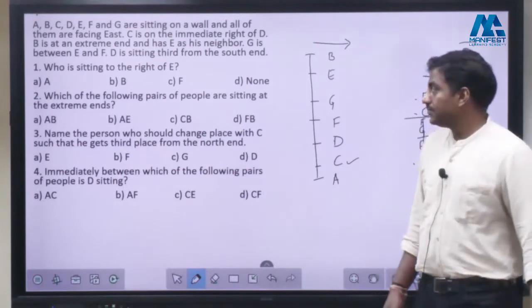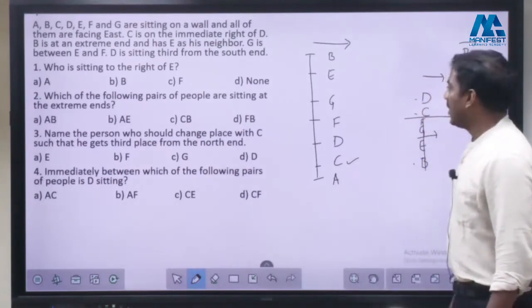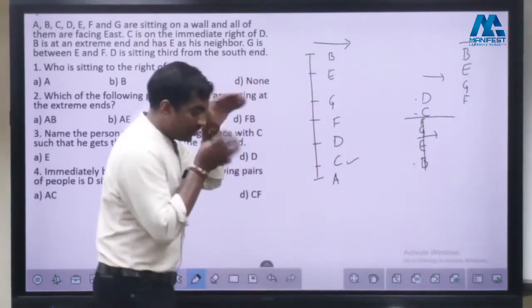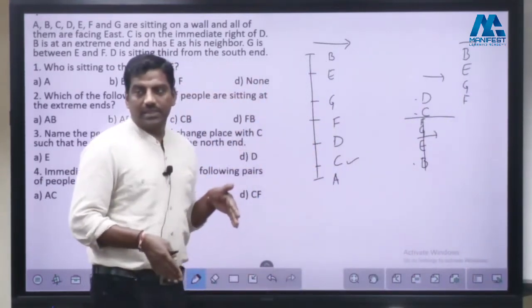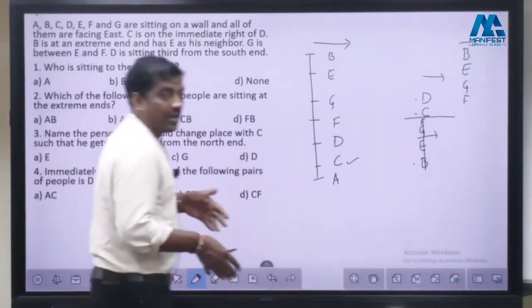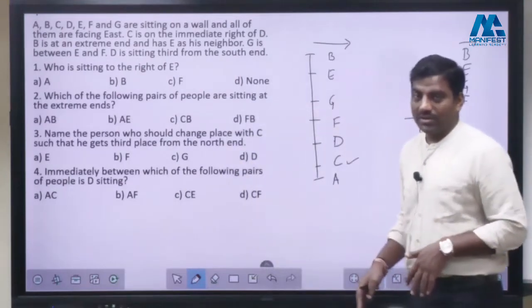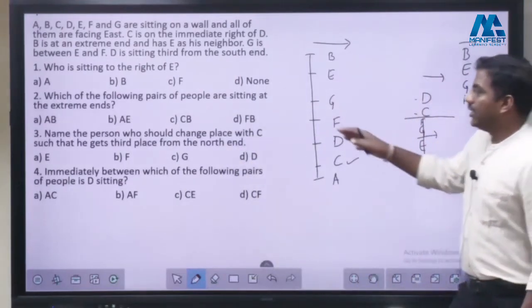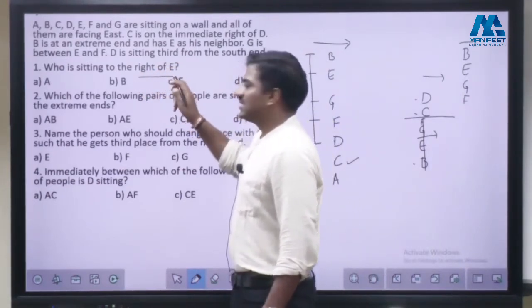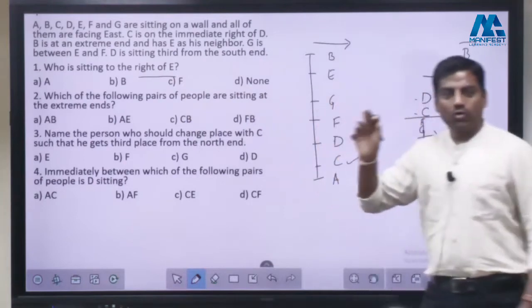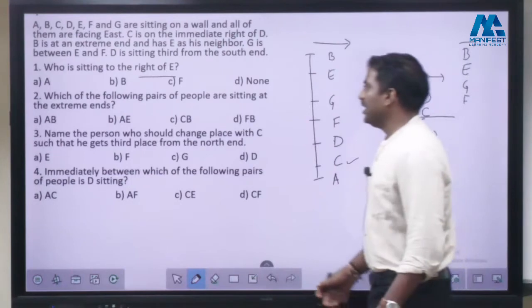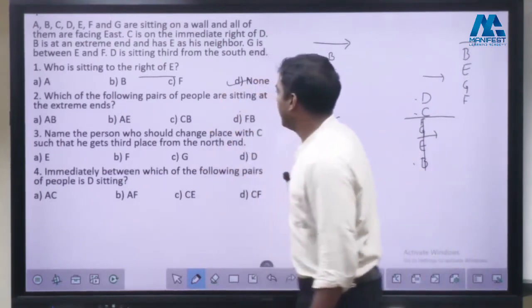Now let's answer. Who is sitting to the right of E? First of all, ascertain the position of E. E is looking like this. Then who is to the right of E? Actually, all of them are sitting to the right, but usually, this is a general sense, you have to go for the immediate person. So right of E is G, or here, none.